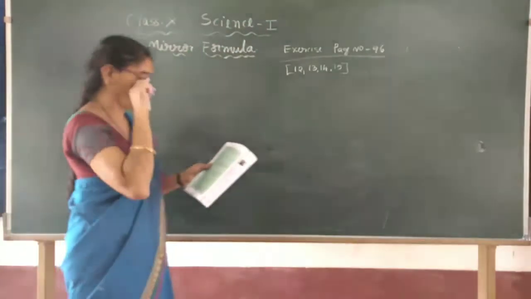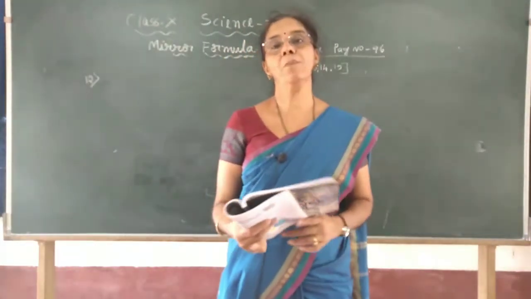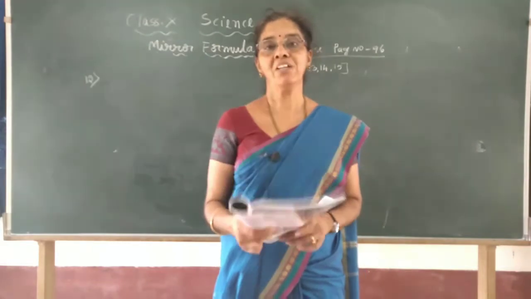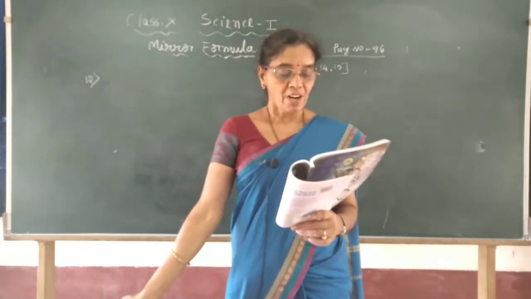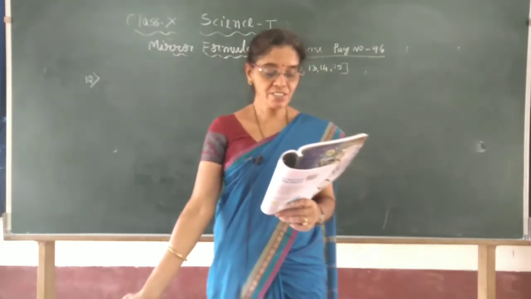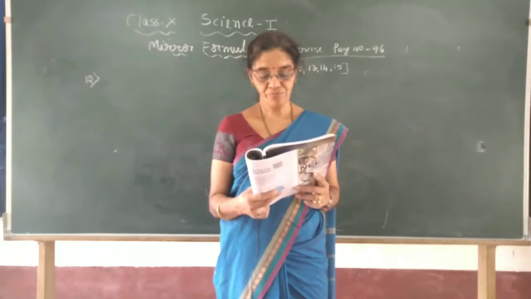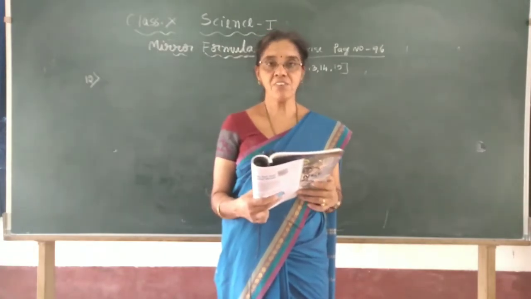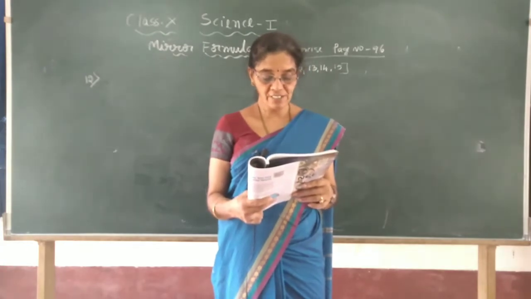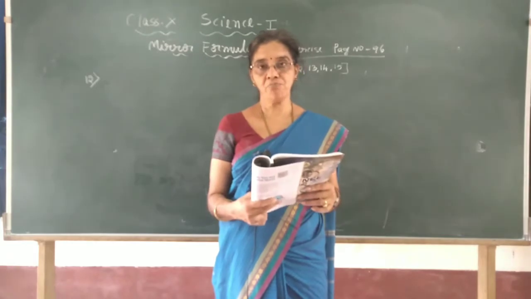12th problem, we'll read out. If you have the textbook, children, please open it and observe the problem. I will read out the problem, we'll work it out. Okay. So 12th problem: an object is placed at a distance of 10 centimeter from a convex mirror of focal length 15 centimeter. Find the position as well as nature of the image.